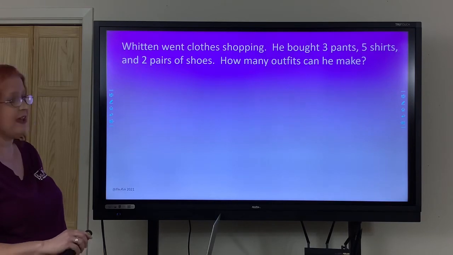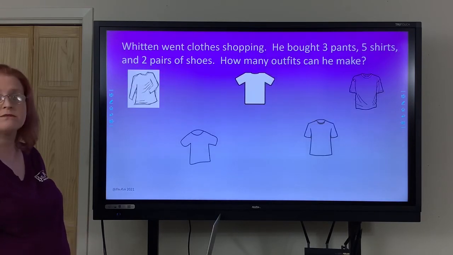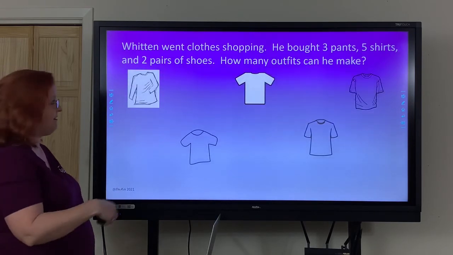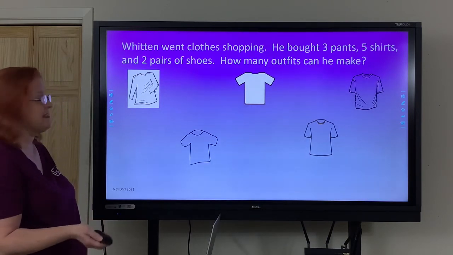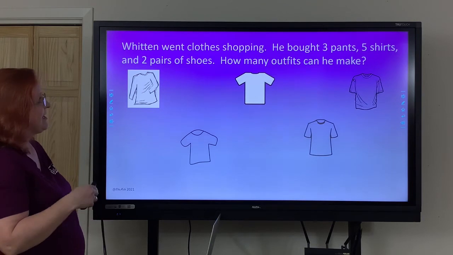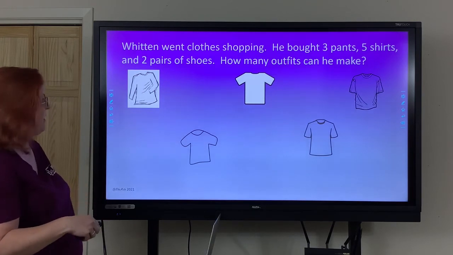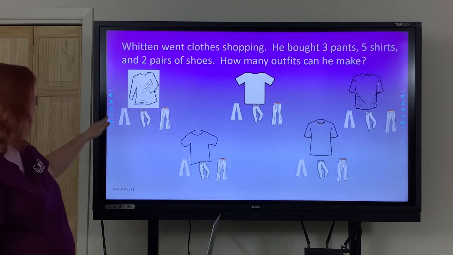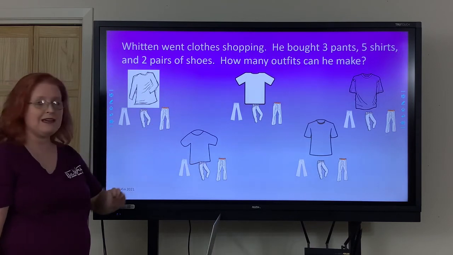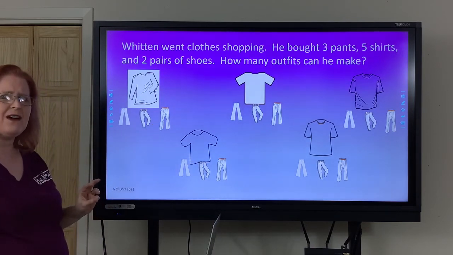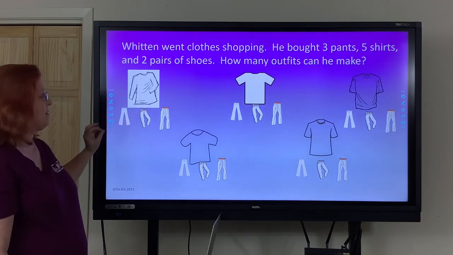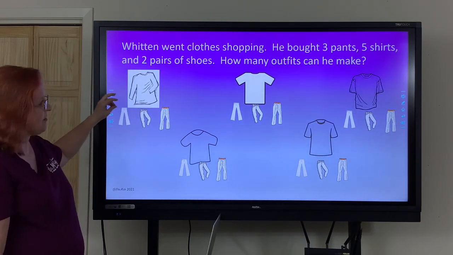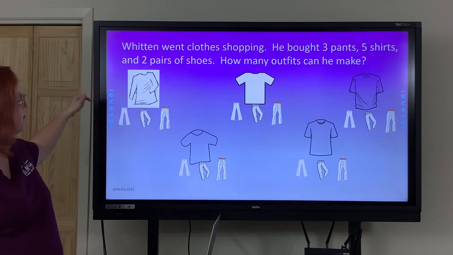So I'm going to lay out all 5 shirts. There's the 5 shirts. He can pick any of those 5. Then he has 3 pairs of pants. So each shirt can go with all 3 pairs of pants. So then you end up with all of the pants. Now think about writing this down and how long that would take. I just used some clip art from the public domain, so I appreciate them sharing the clip art with me.